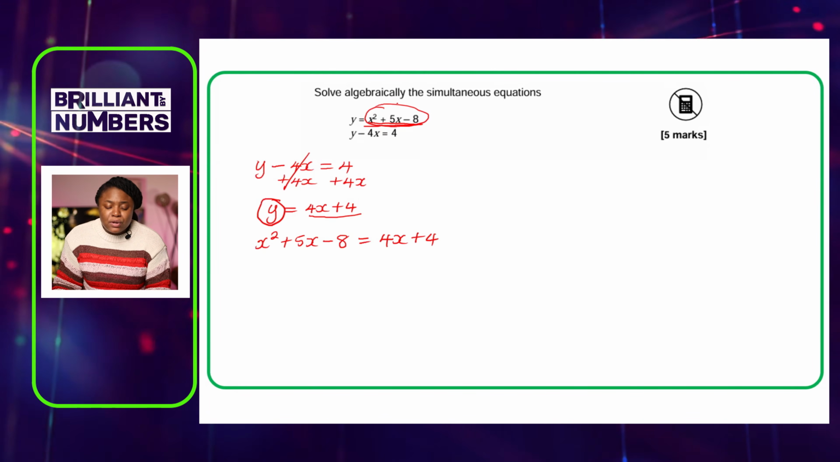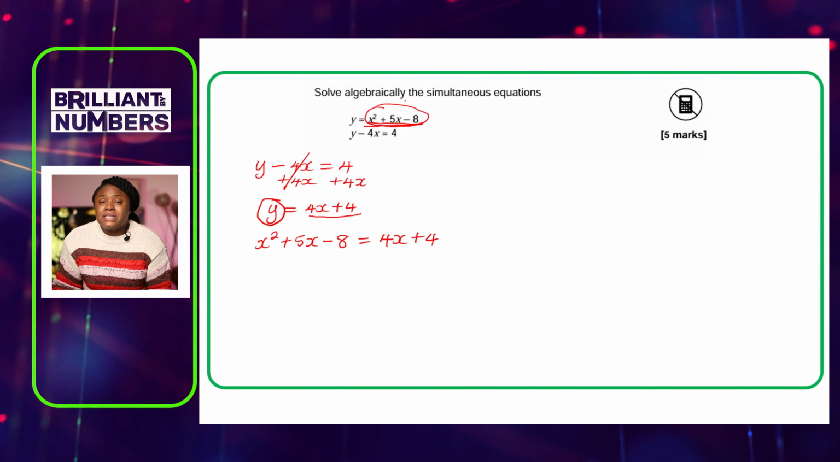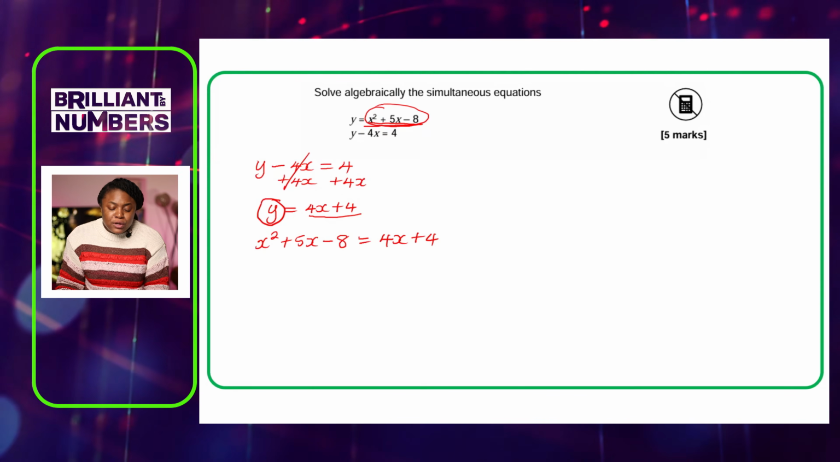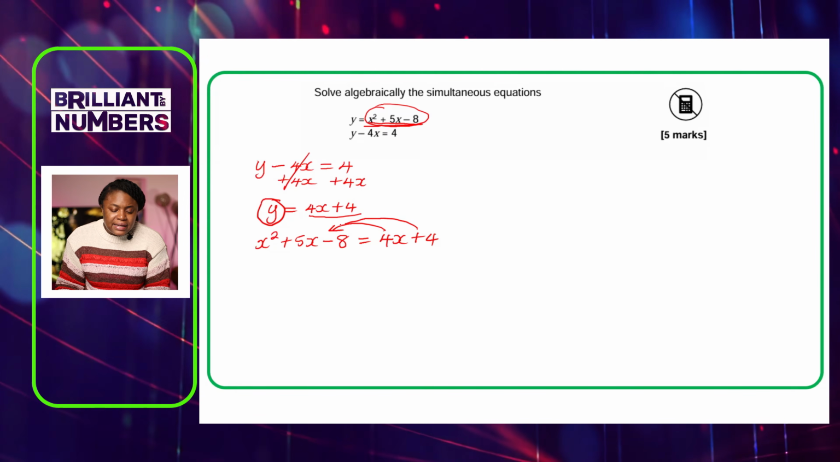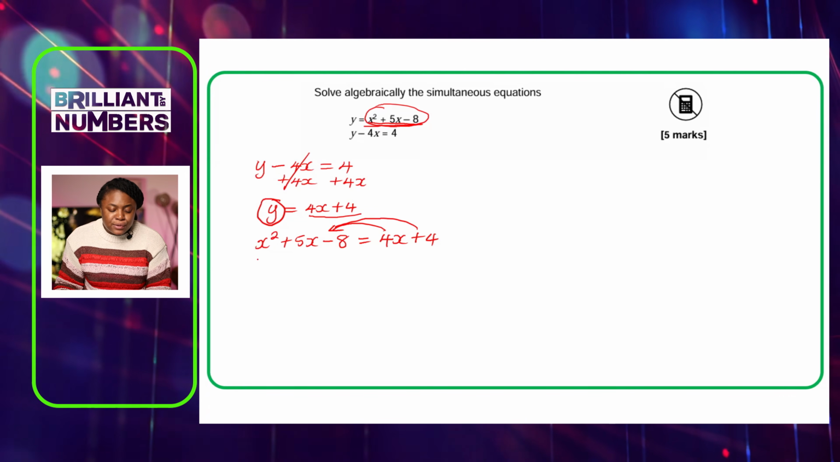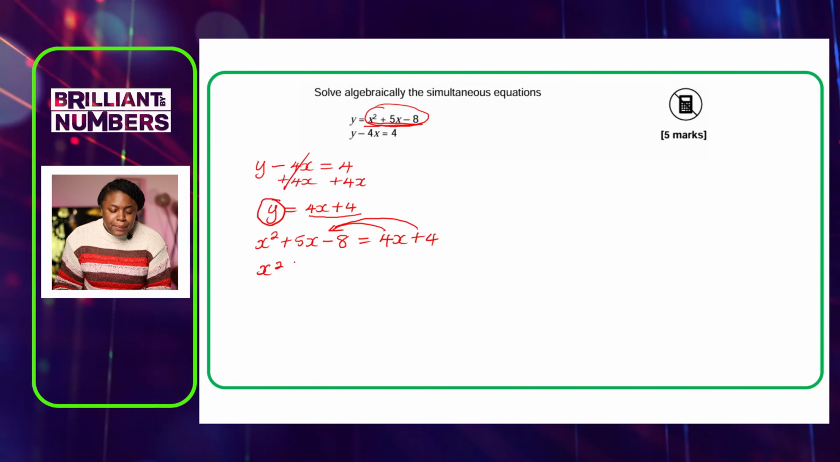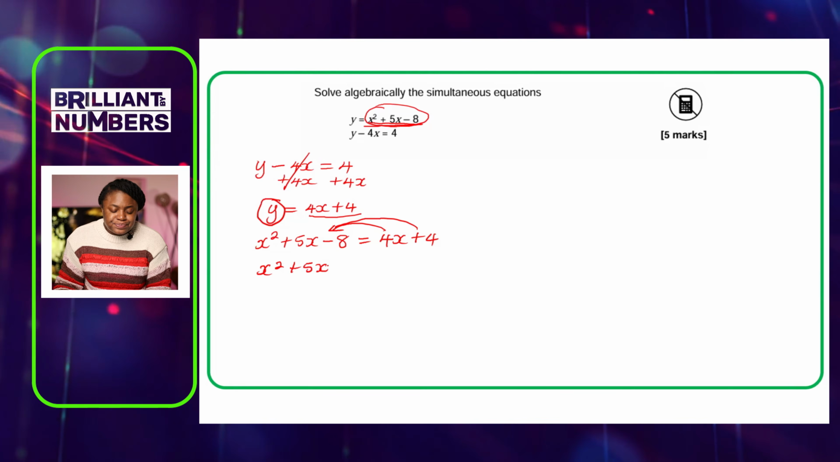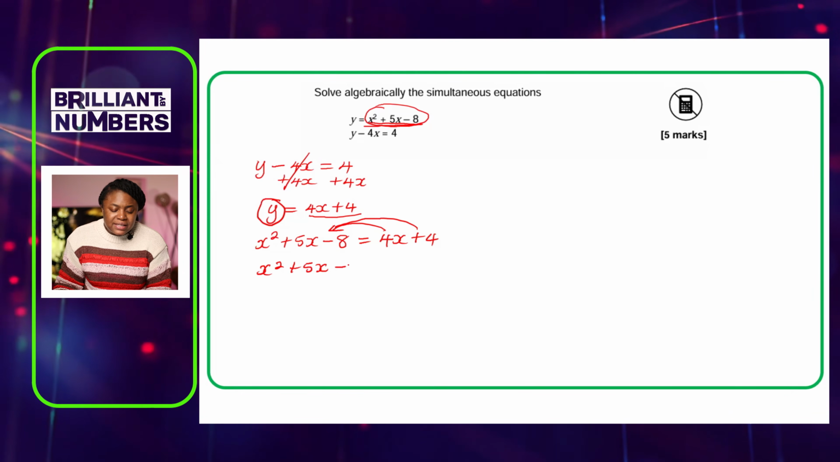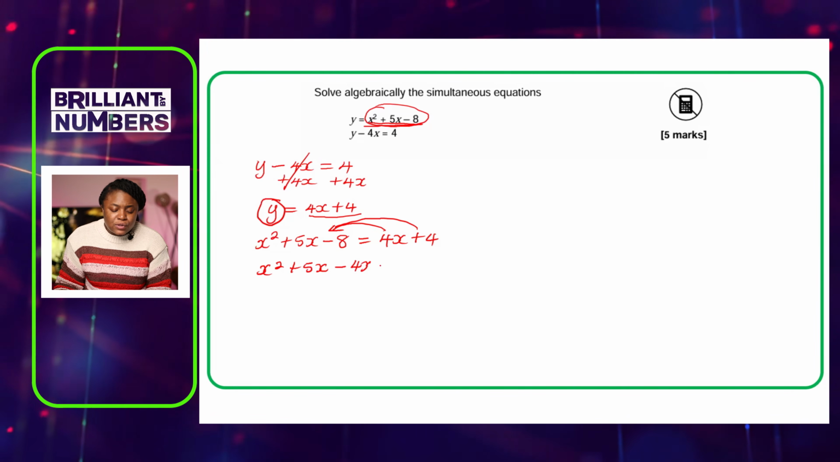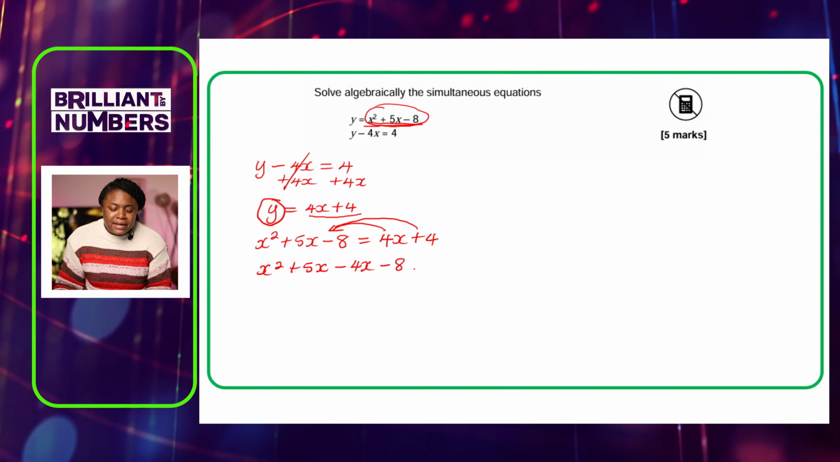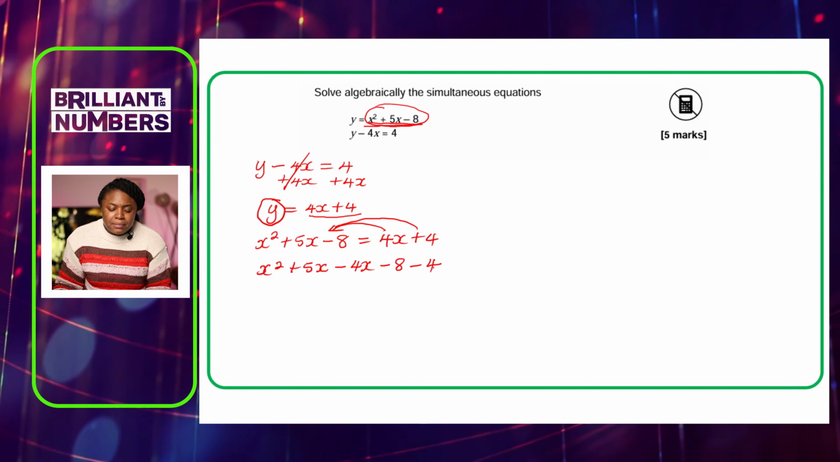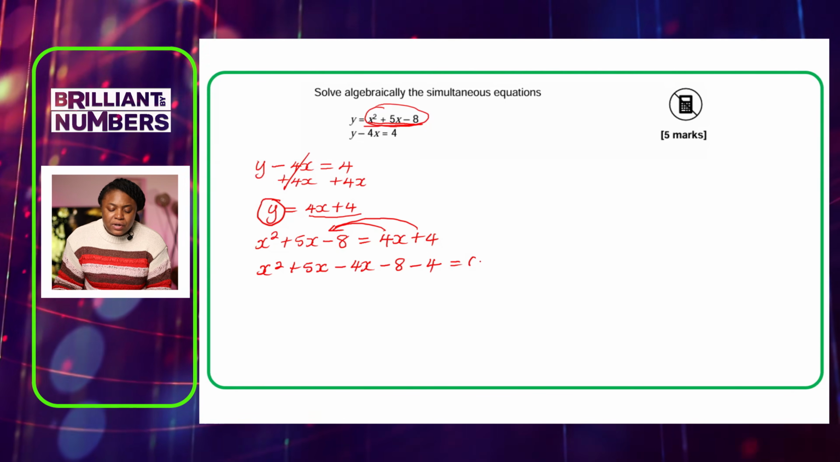Now we know a simultaneous equation should always be equal to 0. So I'm going to bring everything on the right hand side to the left hand side, and now I will have made it 0. So x squared plus 5x minus 4x, so this positive becomes a negative on that side, minus 8, and this positive 4 becomes minus 4, equal to 0.